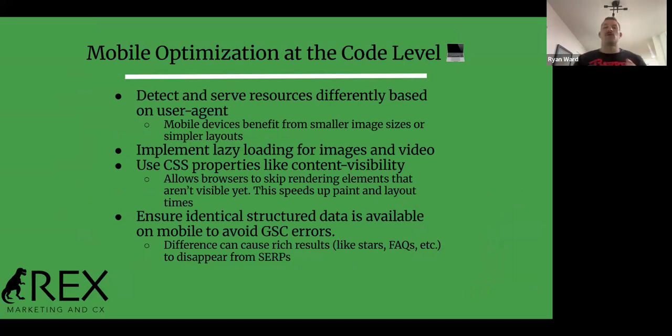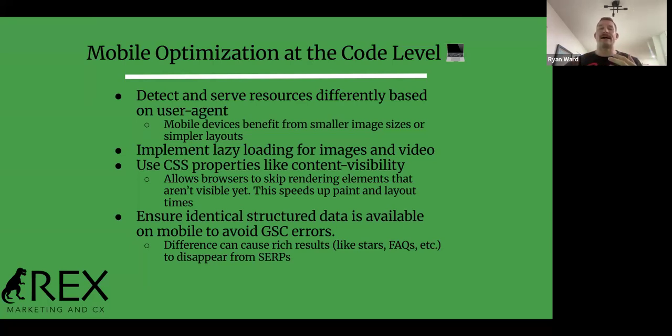When it comes to how to optimize for mobile at the code level, so going really under the hood, you want to potentially detect and serve resources depending on the user agent. What this means is if you have images or video on the desktop version of your website, potentially look at introducing smaller images or simpler layouts, or removing video or things along that nature that are potentially slowing down your performance on mobile, and saving those for desktop.